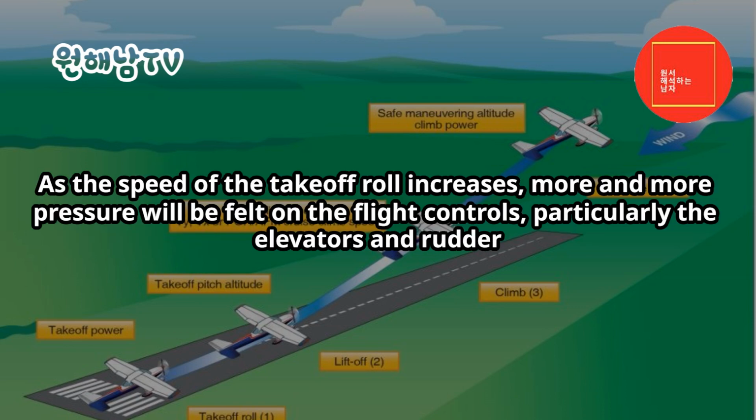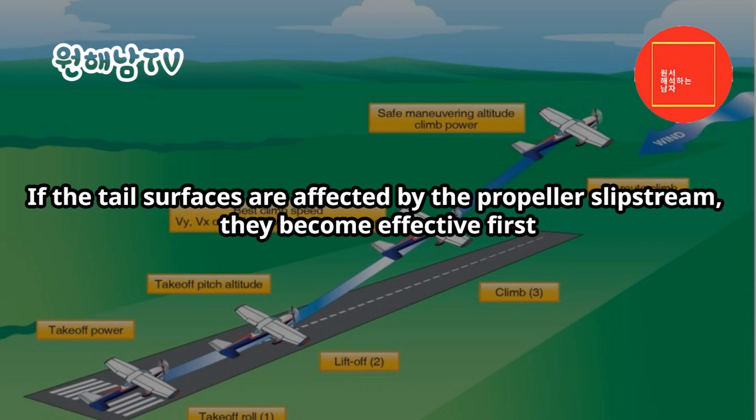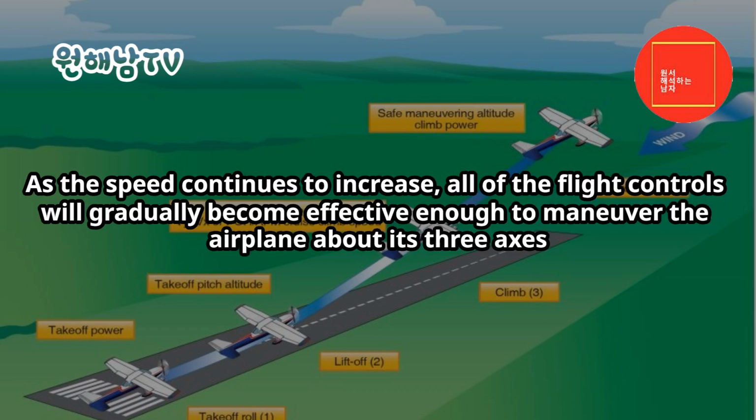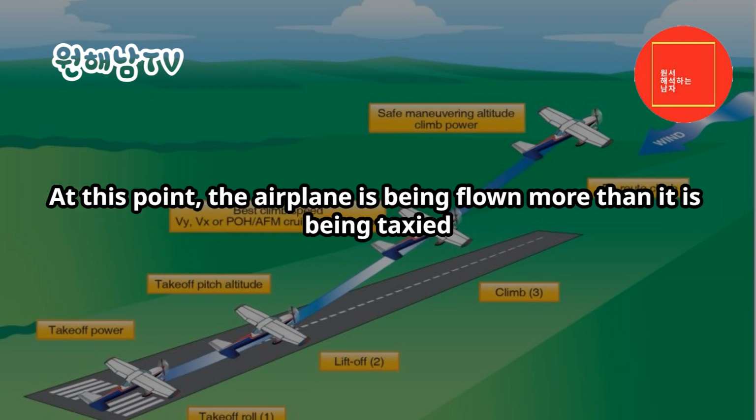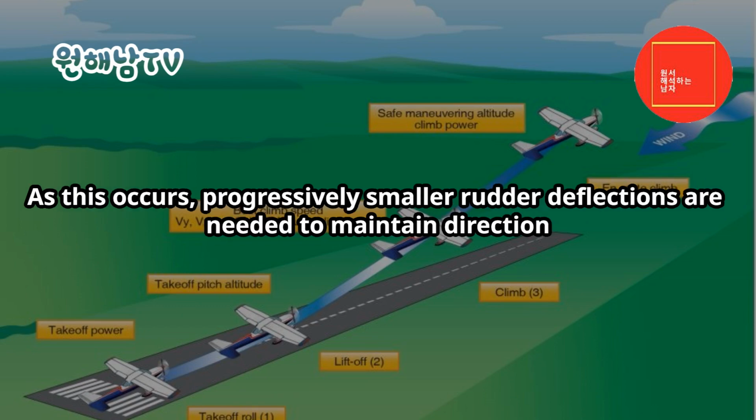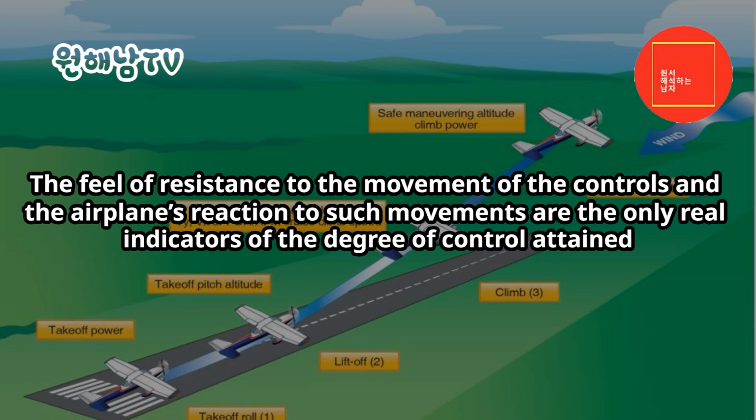As the speed of the takeoff roll increases, more and more pressure will be felt on the flight controls, particularly the elevators and rudder. If the tail surfaces are affected by the propeller slipstream, they become effective first. As the speed continues to increase, all of the flight controls will gradually become effective enough to maneuver the airplane about its three axes. At this point, the airplane is being flown more than it is being taxied. As this occurs, progressively smaller rudder deflections are needed to maintain direction. The feel of resistance to the movement of the controls and the airplane's reaction to such movements are the only real indicators of the degree of control attained.